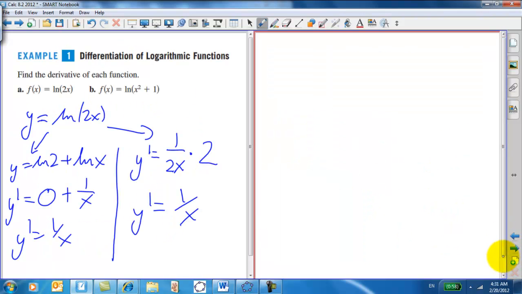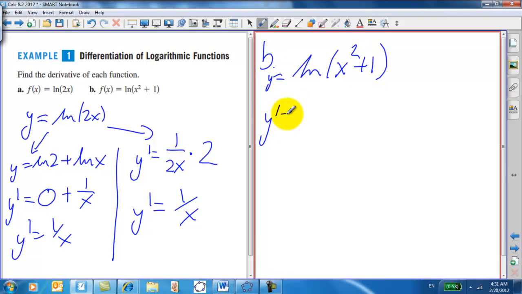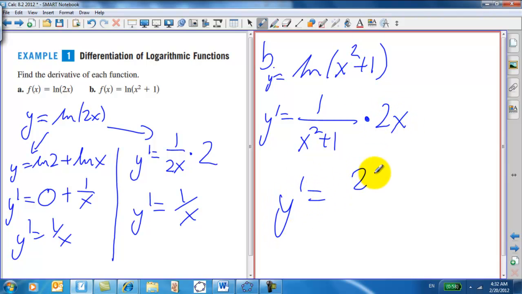Now be careful on part B, though. We can't use a rule of logs right away because you can't distribute a logarithm over addition. But what we can do is go ahead and take the derivative. If this is y, the derivative is 1 over everything inside the logarithm times the derivative of what's inside the logarithm, which is 2x. So we get the derivative is 2x over x squared plus 1.